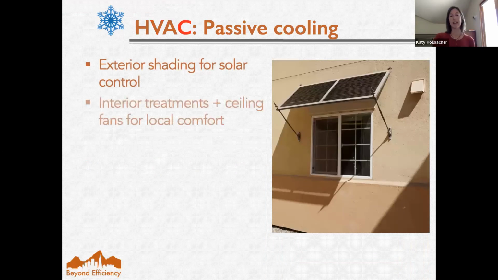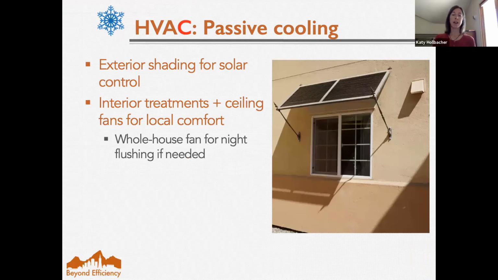And on the cooling side, generally speaking, we should be able to design structures in Jackson and other mountain regions to not need cooling. But cooling obviously can be a great thing and add a lot of comfort. Getting back to passive principles, ideally we're incorporating exterior shading for solar control, something like this. Interior treatments can be really helpful with mitigating the discomfort that might happen from the sun just beating through the west-facing glazing.